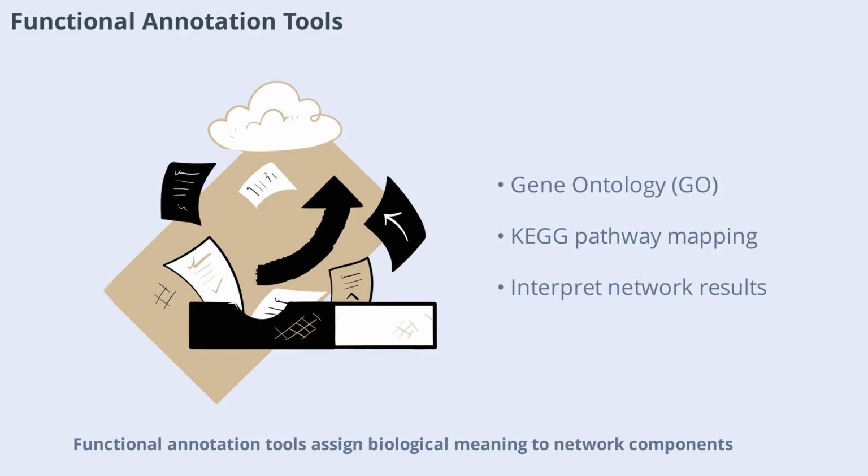Functional annotation tools assign biological meaning to network components. Tools like Gene Ontology and KEGG map genes and proteins to known functions and pathways. Annotating networks helps researchers interpret results and generate testable hypotheses, bridging the gap between data and biological insight.